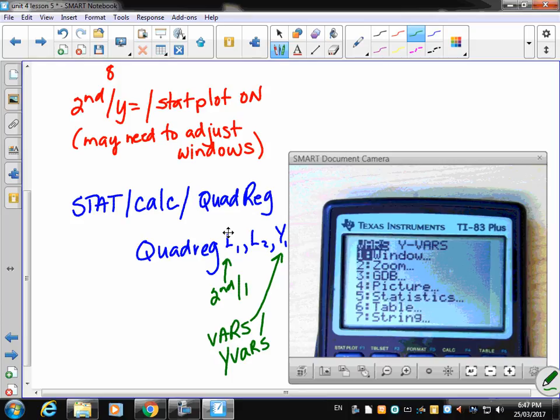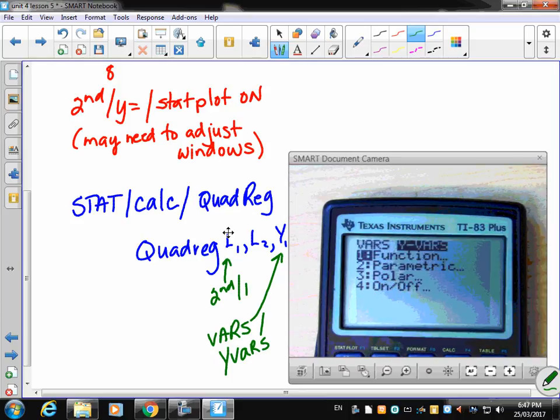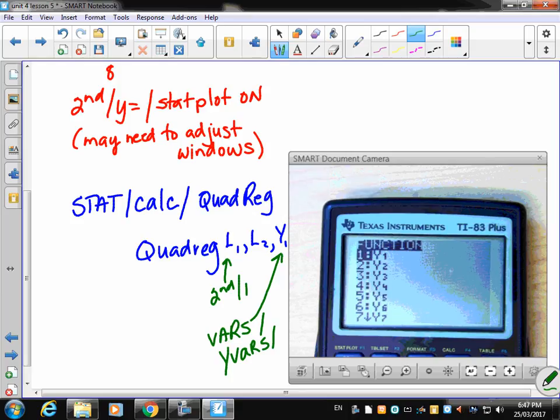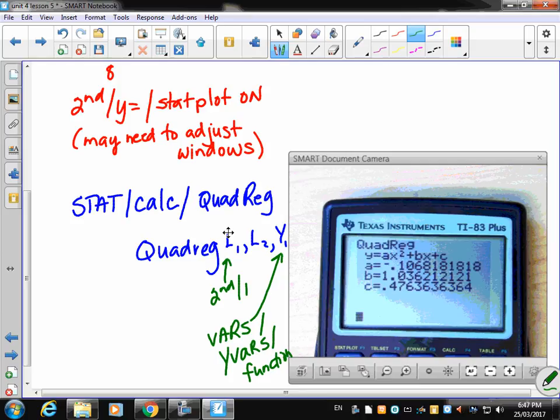You want specifically a Y variable. So I'm going to scroll to the right, Y-vars. I want it to be a function. Your first option is Y1, so hit enter. Now that you've got it looking the way you want, you hit enter one more time. And there is our equation.